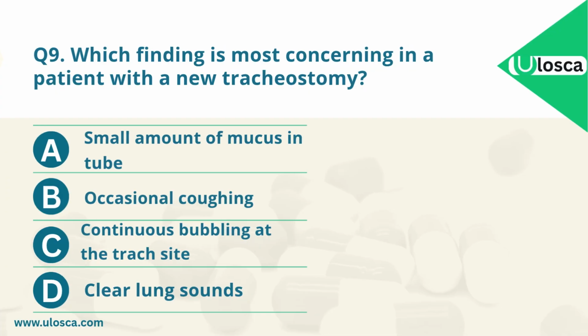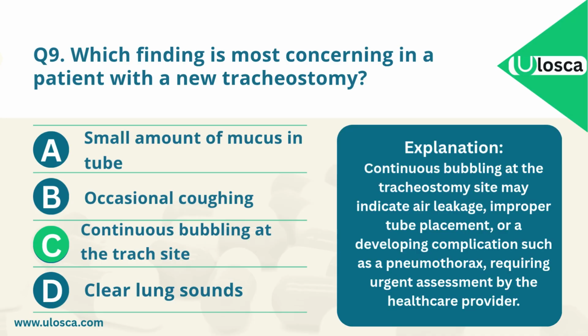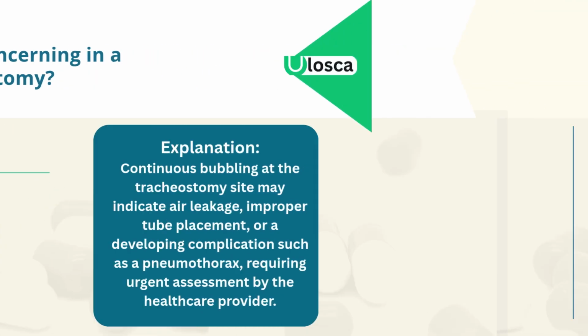The correct answer is C. Continuous bubbling at the trach site. Explanation. Continuous bubbling at the tracheostomy site may indicate air leakage, improper tube placement, or a developing complication such as a pneumothorax, requiring urgent assessment by the healthcare provider.